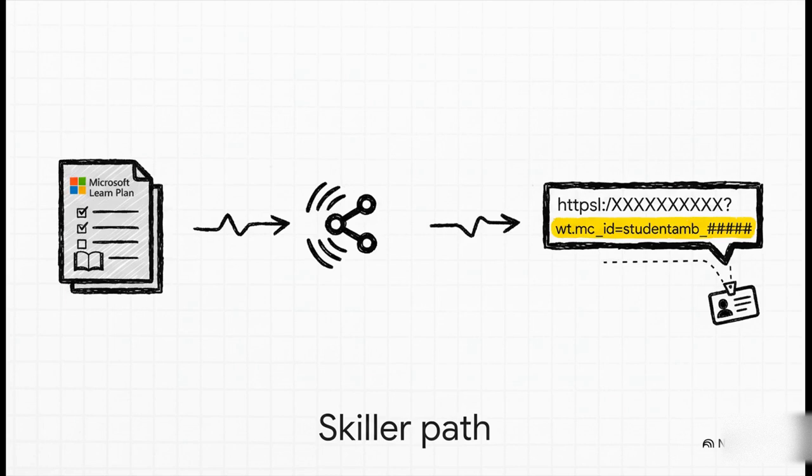For the skiller path, it's pretty similar, just a little different. When you make a Microsoft Learn plan for your workshop or event and you click Share, it generates a link. Your contributor ID gets tacked on to the very end of that link. And again, that is the only way the system can track the modules that people complete because of you.